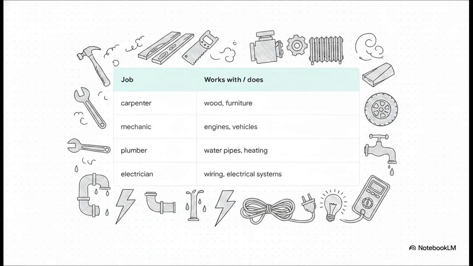Let's zoom in on those skilled trades for a second. Notice how if you anchor the trade to its specific material or system, you will basically never get them confused again. A carpenter deals with wood. A mechanic deals with engines. A plumber handles water pipes and heating. An electrician is all about wiring and power systems.